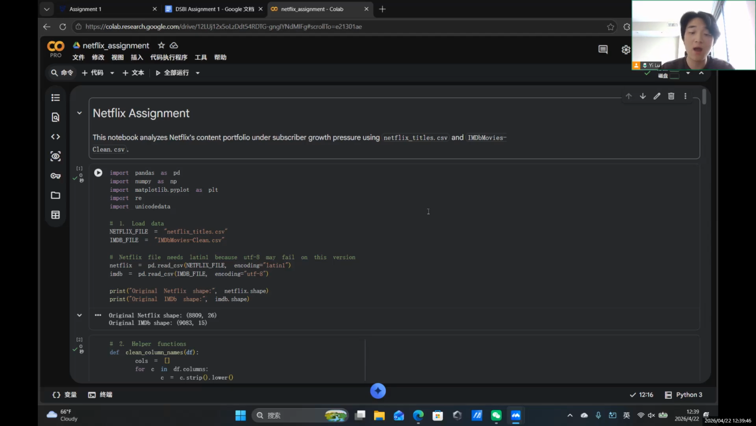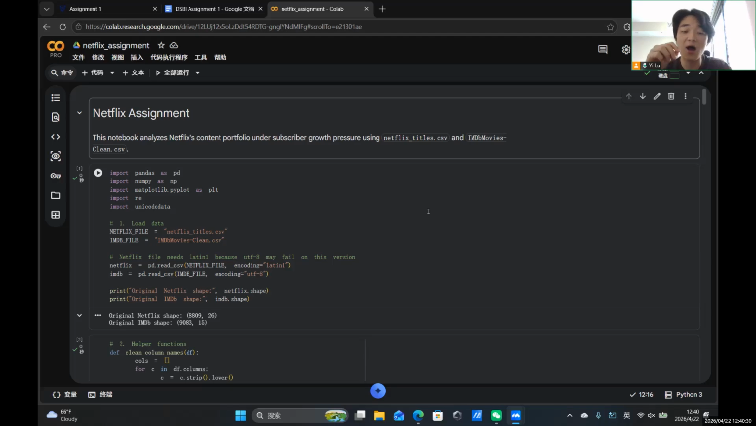To address this problem, I used two Kaggle datasets. The first is the Netflix movies and TV shows dataset. It includes 8,809 titles and provides variables such as type, title, country, date added, release year, content rating, duration, genre, and description. This dataset helps describe Netflix's content supply. The second is the IMDb movies dataset. It includes movie-level variables such as the title, release year, genres, runtime, IMDb rating, number of ratings, budget, and gross revenue. I use this dataset as an external proxy for audience appeal and performance.